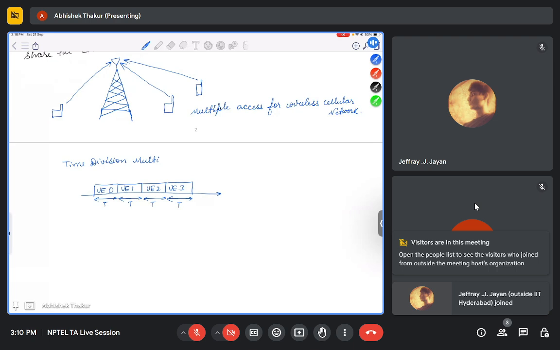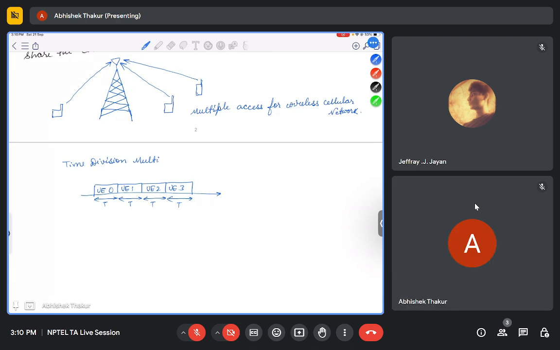So in time division multiple access, different time slots T are allocated to each user for accessing the wireless channel. User 1, user 2, user 3 are allocated time slots T and the complete bandwidth to access the wireless channel. This is known as time division multiple access, also called TDMA. This is the standard for 2G cellular communication.